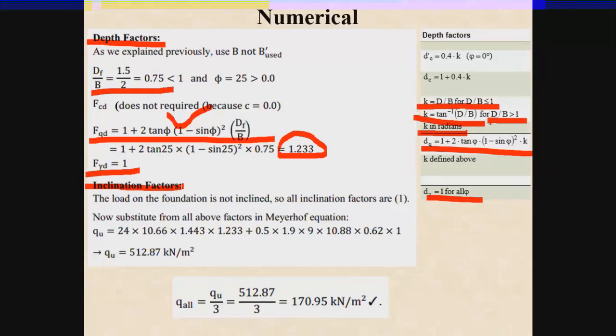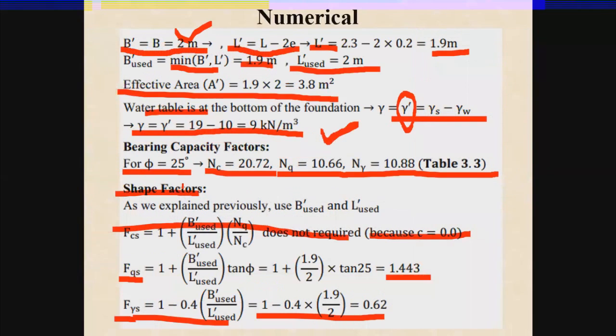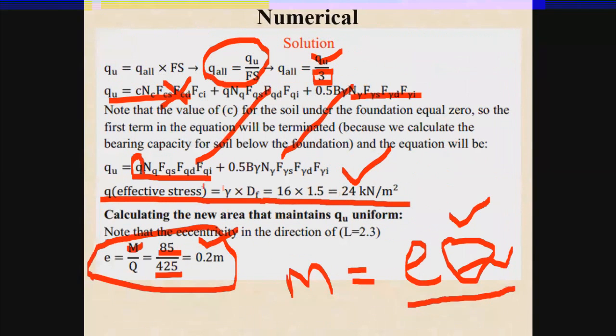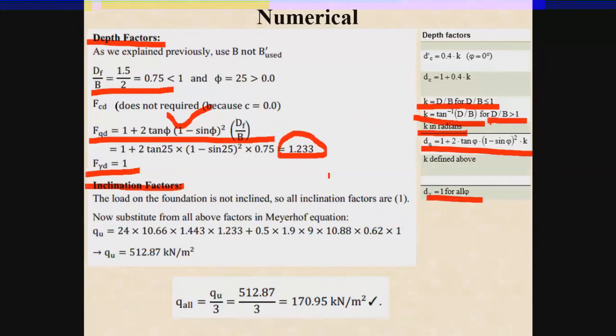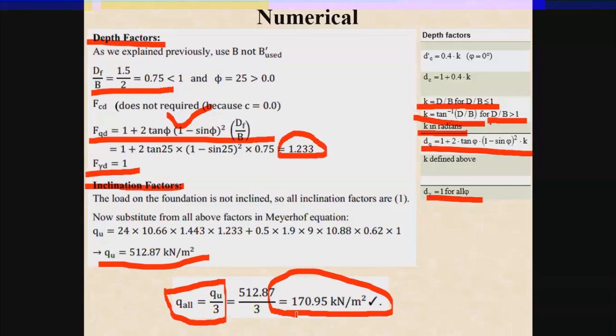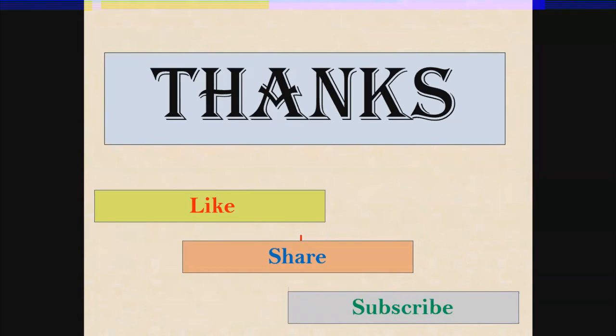So now substituting all shape factors, depth factors, surcharge pressure, and the effective unit weight into this particular equation, you will get the value of the ultimate bearing capacity as 512.87 kilonewton per meter square. The equation for the allowable bearing capacity, which I discussed with you in the start, is Q allowable equal to Qu divided by 3. So this will give me an allowable bearing capacity value of 170.95 kilonewton per meter square. So this is how we deal with footings subjected to different types of eccentric loadings.